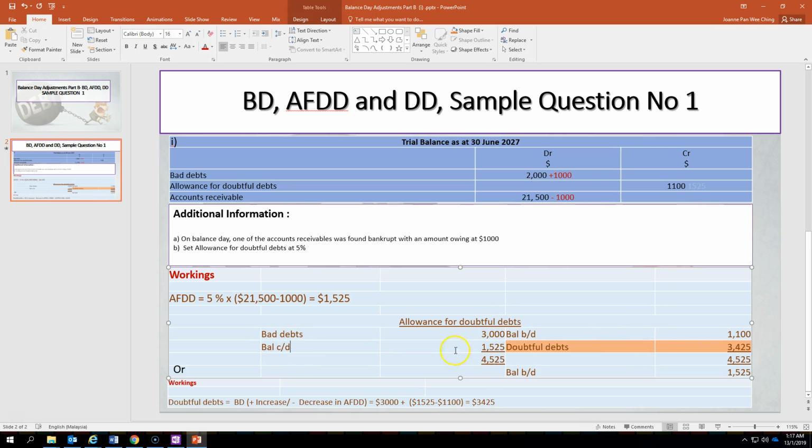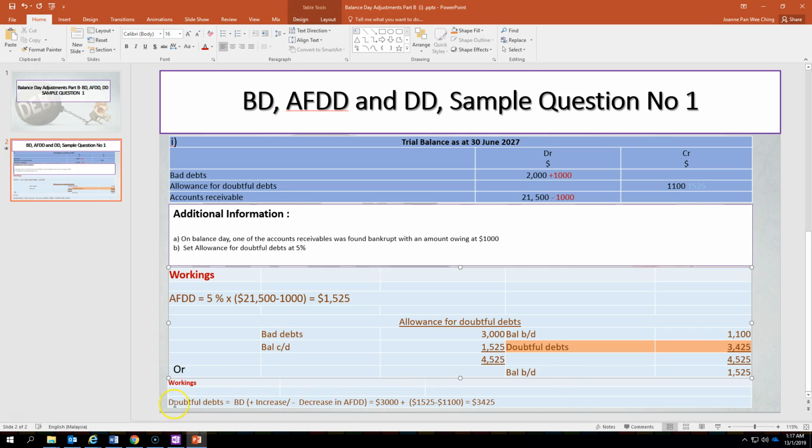All right. After that, we're going to balance the AFDD to find our DD. So our DD here would be 4,525 minus 1,001. So we get 3,425. Now, some of you do not like to reconstruct AFDD when we are doing the SOCI and SOFP under balance sheet adjustment. So you can opt to do workings like this.